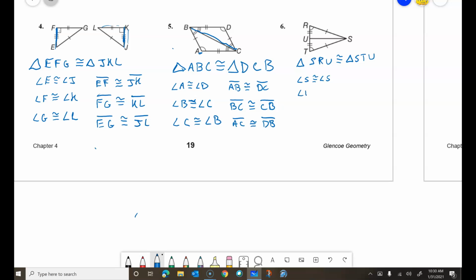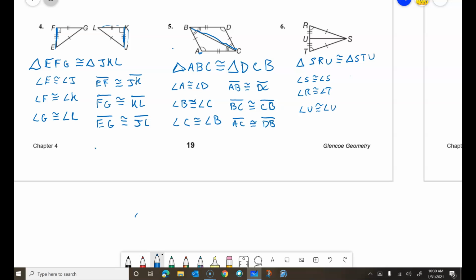And then we have angle R congruent to angle T. And then finally, angle U is going to be congruent to itself. And that's another segment bisector. So angle U is congruent to angle U in both of those situations.